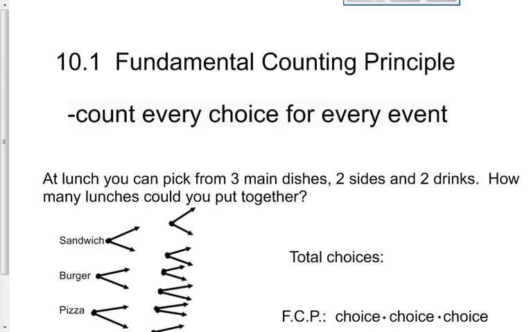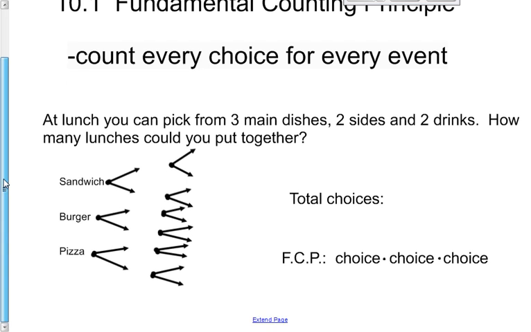So first we start off with the fundamental counting principle. What you're going to do here is count every choice for every event. So what does that mean? Well, if you think about a really simple example of going to the cafeteria, you could pick from 3 main dishes, 2 side dishes, and 2 drinks. All of that is going to make up your lunch. So how many lunches can you put together? The fundamental counting principle allows you to figure out how many different ways you could put together your main dish, your side dish, and your drinks.